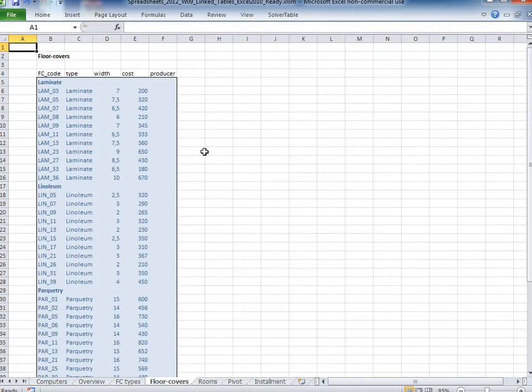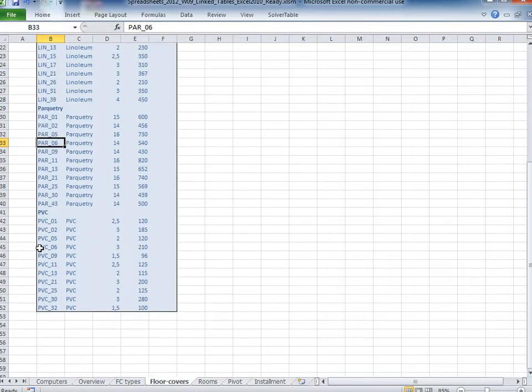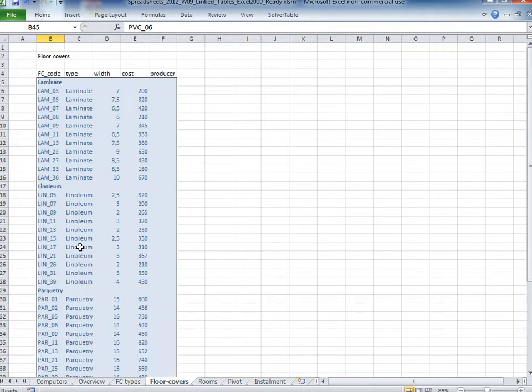Now the second table enlists all those floor covers. In the first column we see the floor cover's code. Let's see how many. There are 11 laminates, for instance, so their codes are enlisted. And afterwards we have linoleums, and then parquetries, and then PVCs. If we take one laminate, for instance this Lam 03, then the second column shows that it's a laminate.